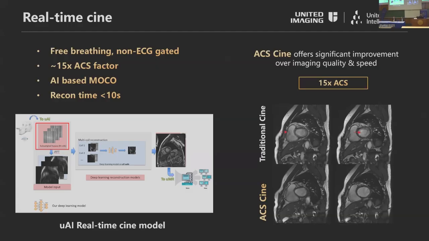So with the SuperFlex coils and ACS techniques, up to 15 times acceleration can be achieved to significantly reduce the scan times. And AI-based motion correction can effectively reduce the artifacts and blurriness in the images and retain the sharpness of those images. And of course, the reconstruction time is generally less than 10 seconds to minimize the delay between the data acquisition and the image viewing.